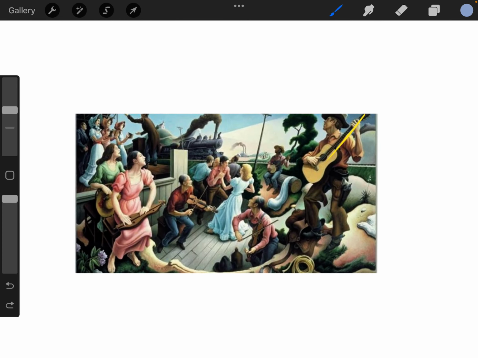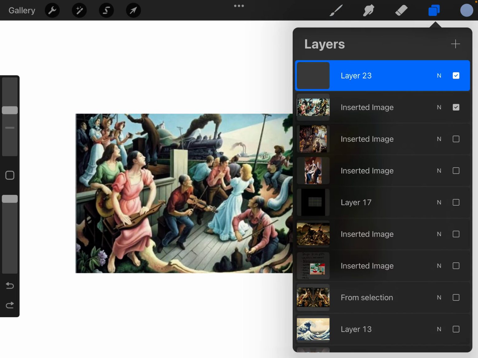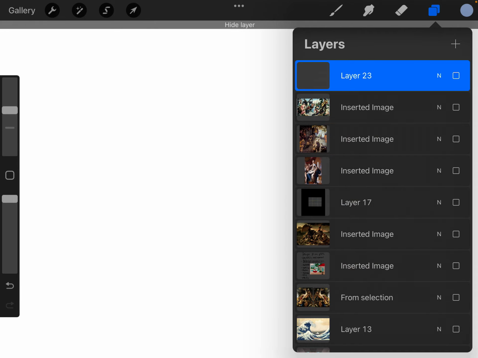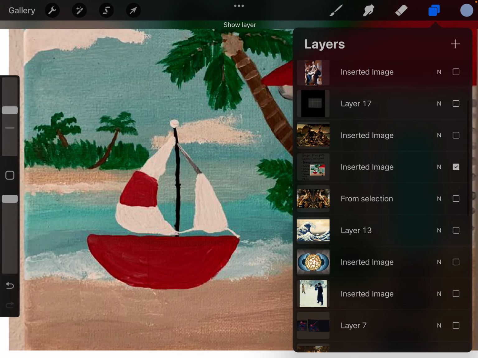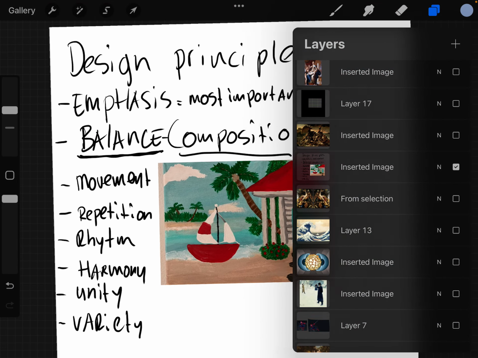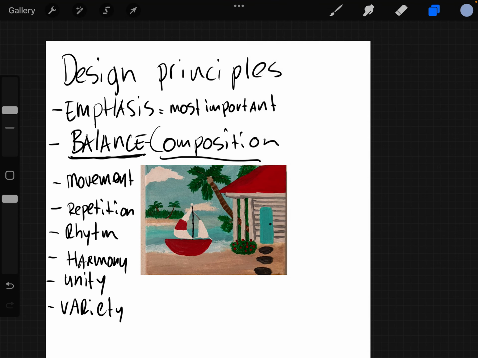Directional compositions. Okay, so that sums up emphasis and composition. Emphasis is whatever is most important, and composition can be balanced or it can be unbalanced, right? Composition is super important. So then the next video is going to be on movement, repetition, rhythm, harmony, unity, and variety.